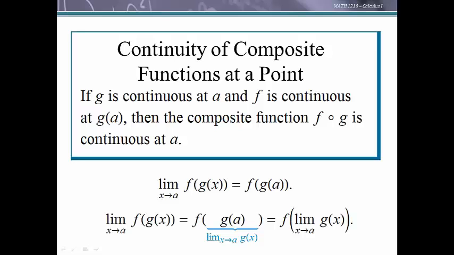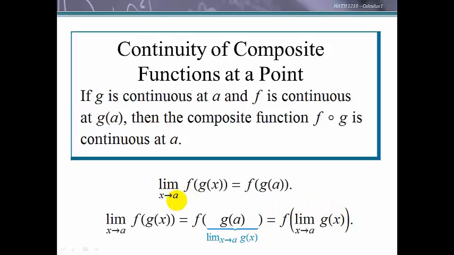We could directly evaluate this with the limit, so we'd have f of g of a. And that is the limit as x approaches a of g of x. And with the theorem that we just had, where we can have this limit inside or outside, we can do the function evaluation and the limit in either order. Then we have shown here that f of g of a equals the limit as x approaches a of f of g of x.